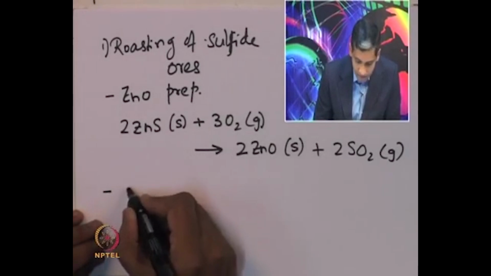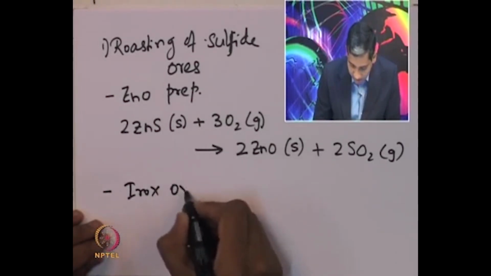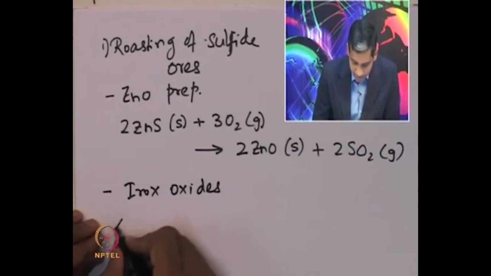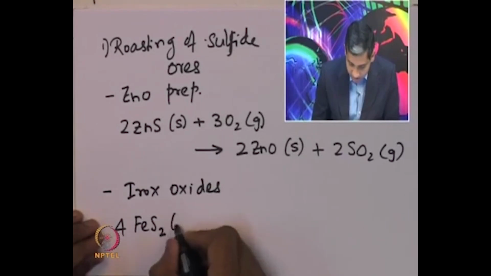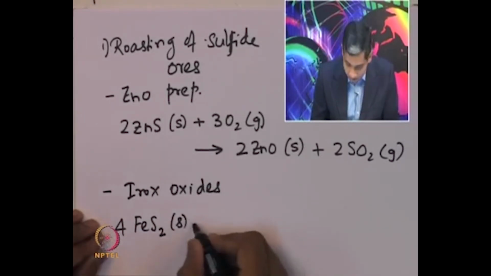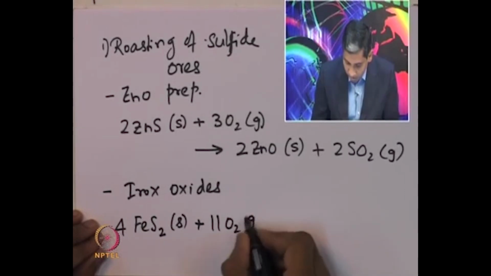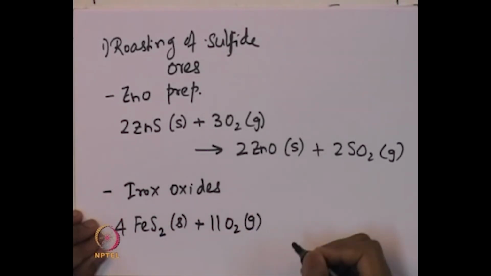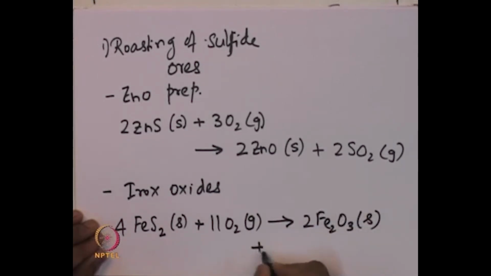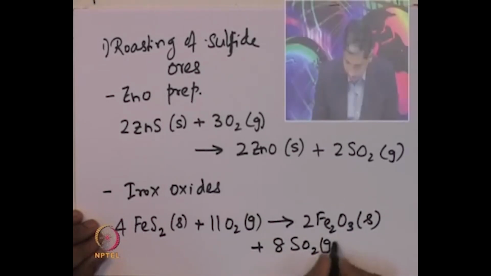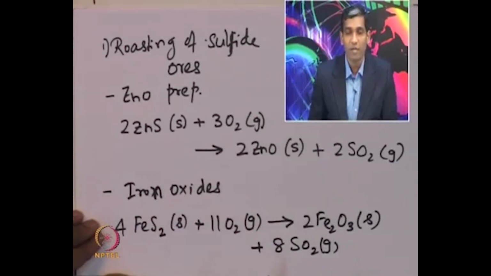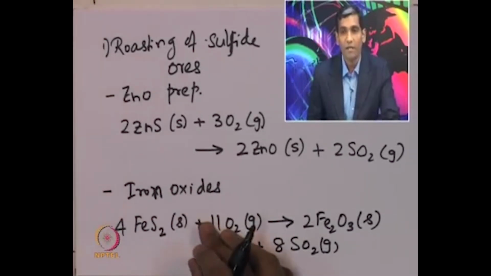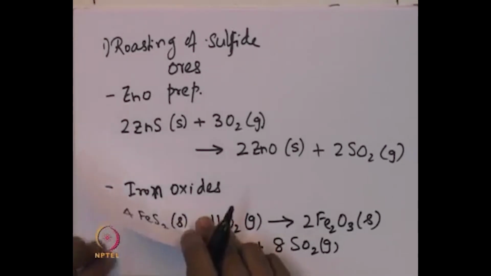Another example is the preparation of iron oxides, and the way it's done is 4 ferric sulfide in the solid form reacts with 11 molecules of oxygen, and that gives 2 Fe2O3 solid and 8 sulfur dioxide. So that's another example of a heterogeneous reaction which follows this first mode of fluid solid non-catalytic reaction.